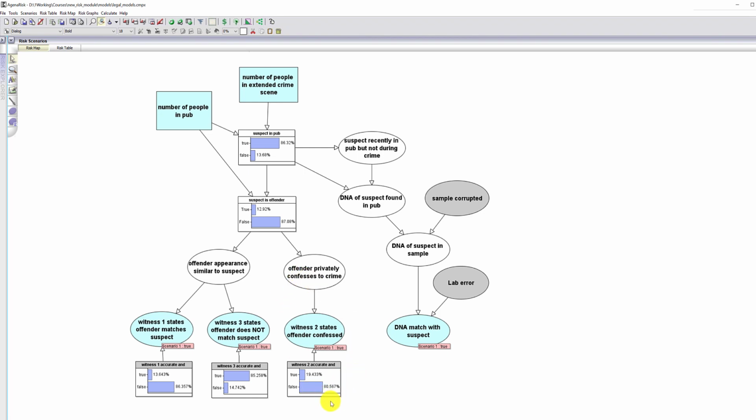Jail confessions are also not that likely to be true if they're not corroborated. Of course, things like lab errors can also significantly change our beliefs about the ultimate hypotheses.